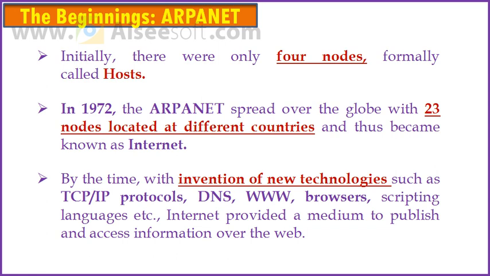Initially, there were only 4 nodes, formerly called hosts. In 1972, ARPANET spread over the globe with 23 nodes located in different countries and thus became known as the Internet. By then, new technologies such as TCP/IP protocols, DNS, WWW, browsers, scripting languages, etc. had been invented. The Internet provided a medium to publish and access information over the web. The DNS is the domain name server, and the WWW is the World Wide Web.